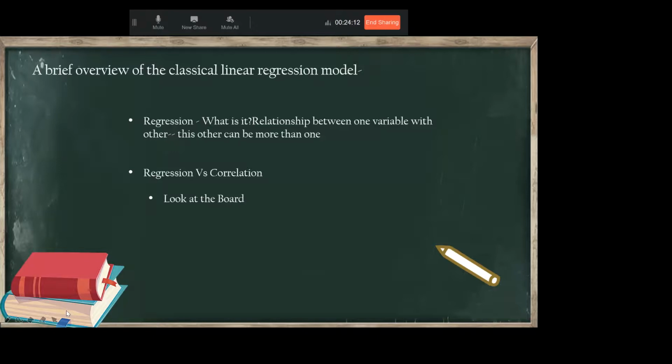Now, from the name regression, what is it? Can we say it is a relationship between one variable and another variable? Of course we can say, but not necessarily only one variable. There can also be more than one. So first and foremost, regression is the tool to do regression analysis. So this you already know.